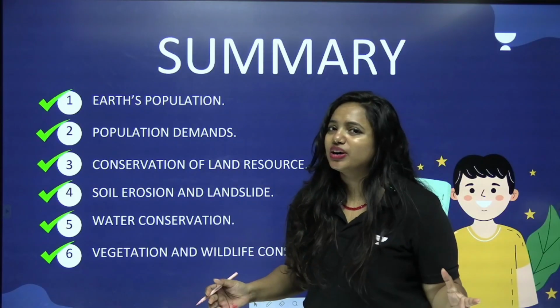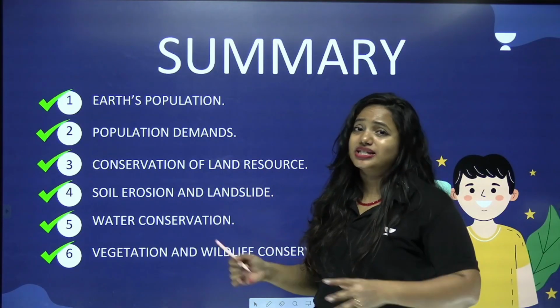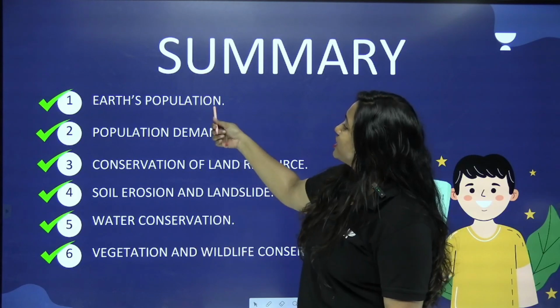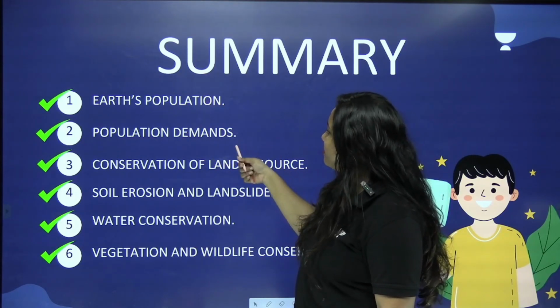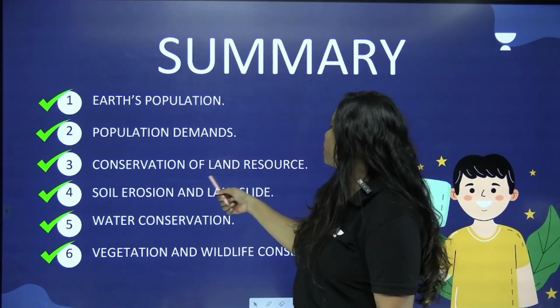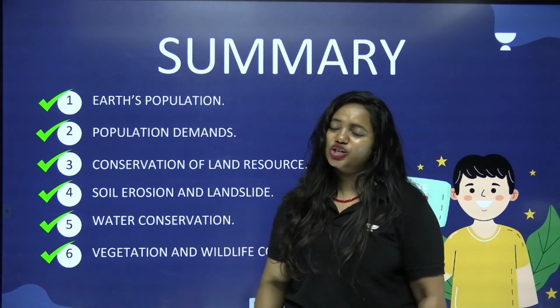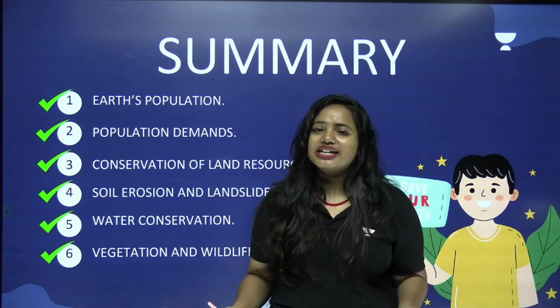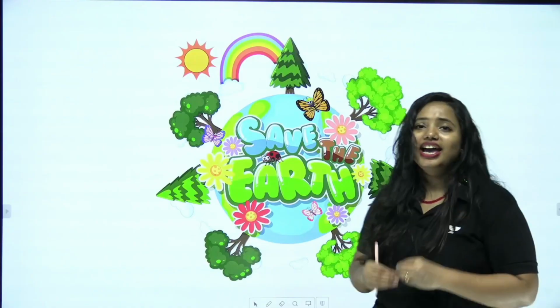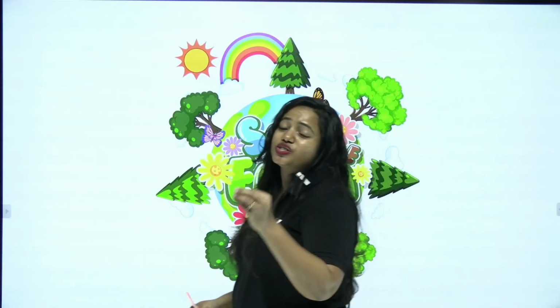So now we have come to the part of our summary. So we have discussed many points today. Started with Earth's population, population demands, conservation of land resource, soil erosion, landslide, water conservation, and finally vegetation and wildlife conservation. So these are the various topics that we discussed today, and I hope everyone really liked it. And now it's our responsibility to save our earth.